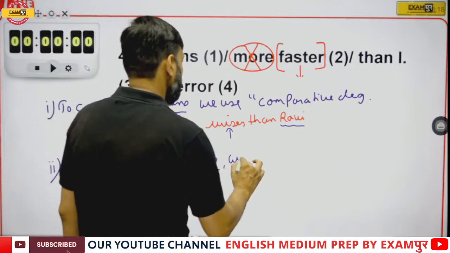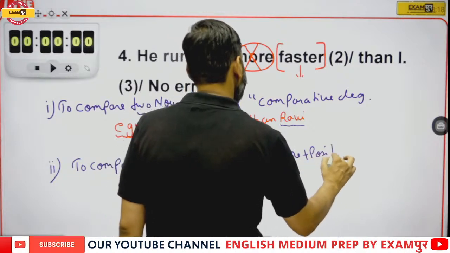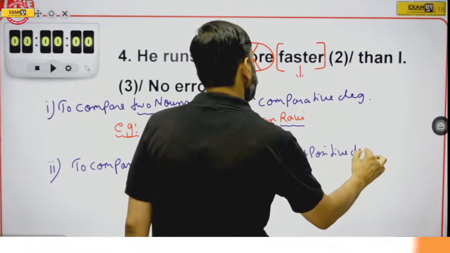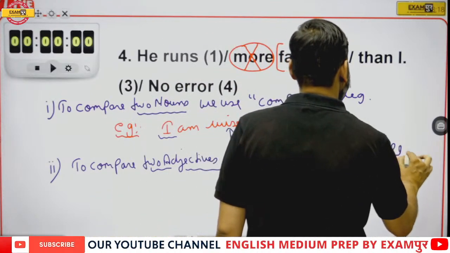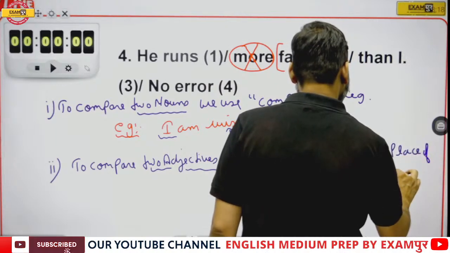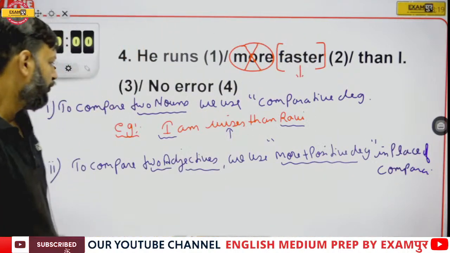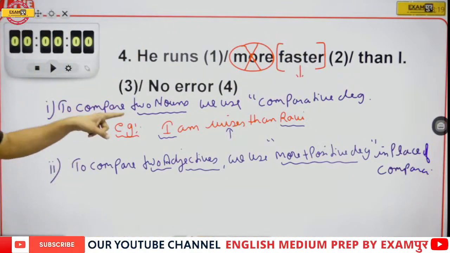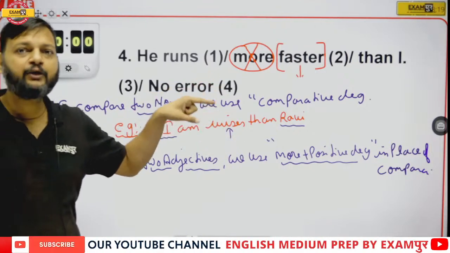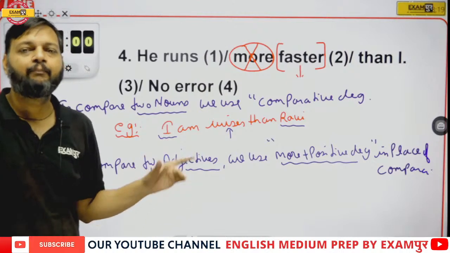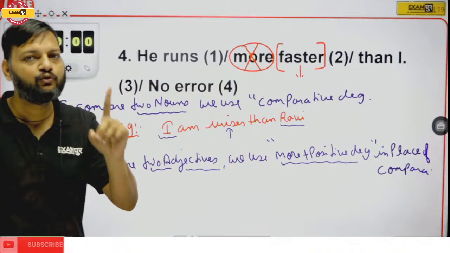We use more plus positive degree in place of comparative degree. Okay, so these are two different rules. To compare two nouns, we use comparative degree. But to compare two adjectives, we do not use comparative degree, we use more plus positive degree.